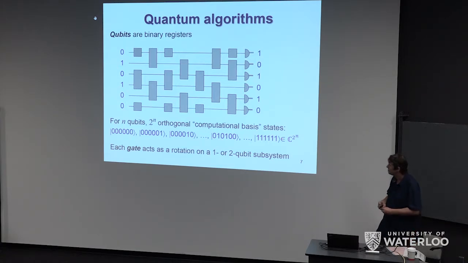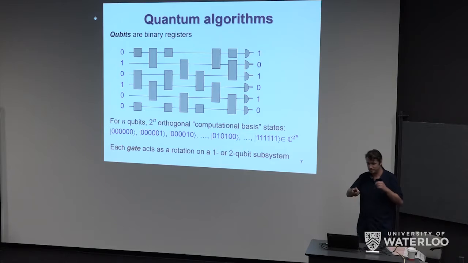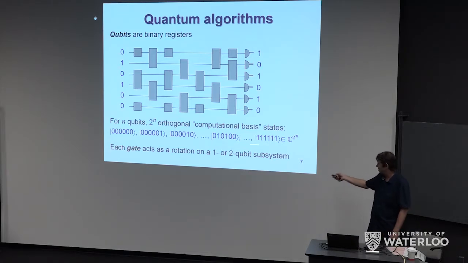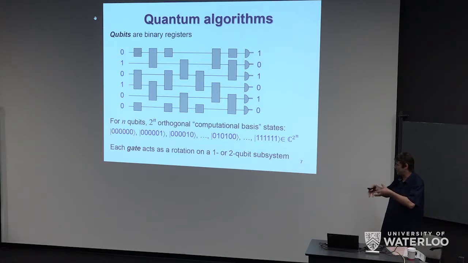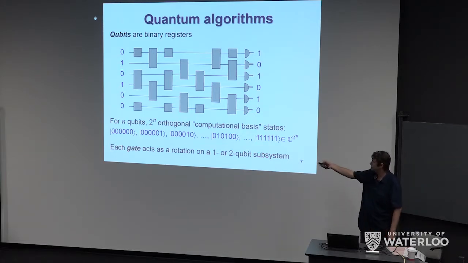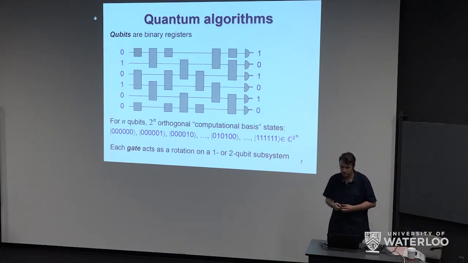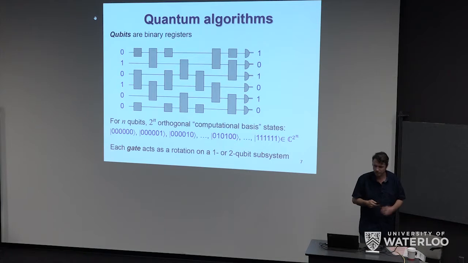Okay. So as far as algorithms are concerned, what we imagine is a computer consisting of some binary registers known as qubits. And so for n qubits, the state is actually given by some vector in a 2 to the n dimensional complex vector space labeled by bit strings like this. This is called bra-ket notation. We'll go over this in class. And the idea is that each elementary operation or gate acts as some rotation on a 1 or 2 qubit system. So you imagine here time going from left to right. You have these different interactions, 1 or 2 qubit gates. And at the end of the day, you do some measurement.